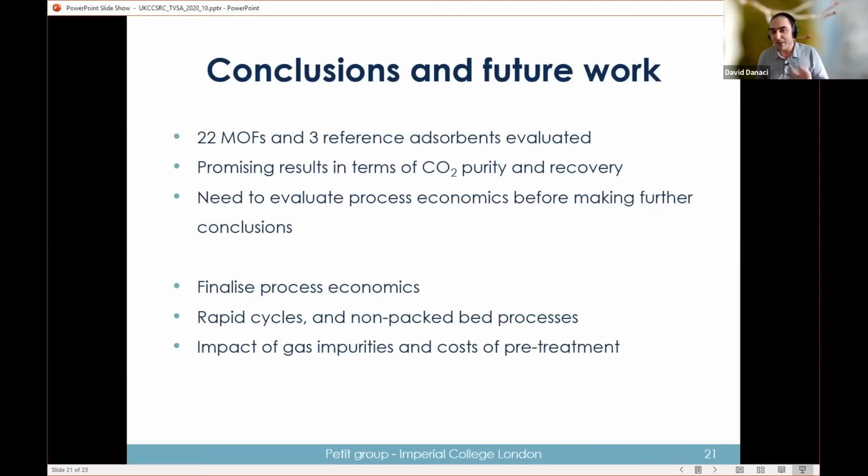So the next steps are to finalize the process design model to wrap up this work. And then from there, look at rapid cycles, so ways to improve the productivity, and that may come from non-packed bed processes. At some point in the future, it would also be nice to include gas impurities and the costs of pre-treatment, but I don't believe we're at a position yet to worry about those details in great detail. We have a couple of other issues specifically around the productivity to deal with first.